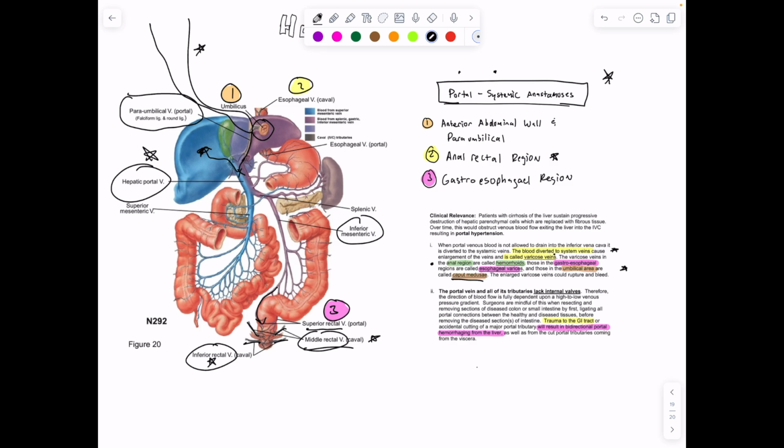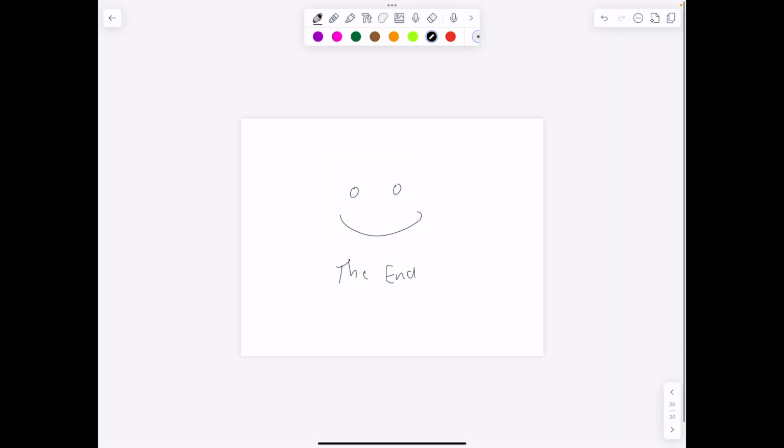And then the final one is the gastroesophageal region, which is up here, and you could cough up blood as you have anastomoses with a branch of the portal vein as well. Okay, so that's it. It was pretty long, and unfortunately our software doesn't show this region very well, but good job, guys, and we'll see you next time.